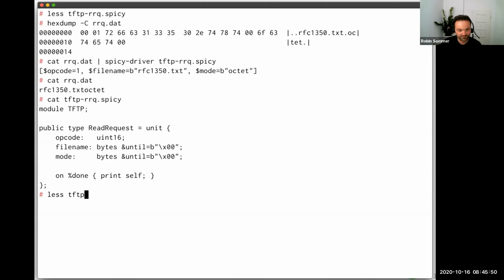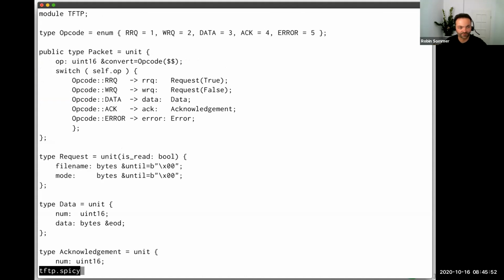I have actually a full TFTP grammar in Spicy here. This is a bit more complex because normally we wouldn't start with parsing a read request, because we first need to know what the opcode is, and then we need to dispatch based on the value of that opcode into different subtypes. And this is exactly what's happening here. So the entry point for the full TFTP parser is a packet. Opcode comes first. If it's this read request that we were looking at the whole time, then the switch will branch out into this one.